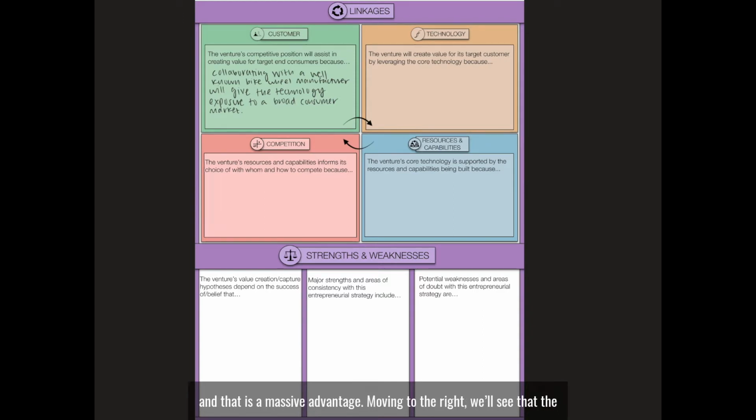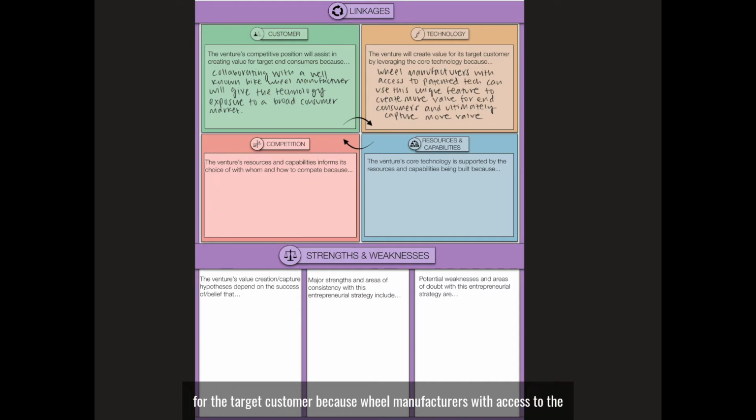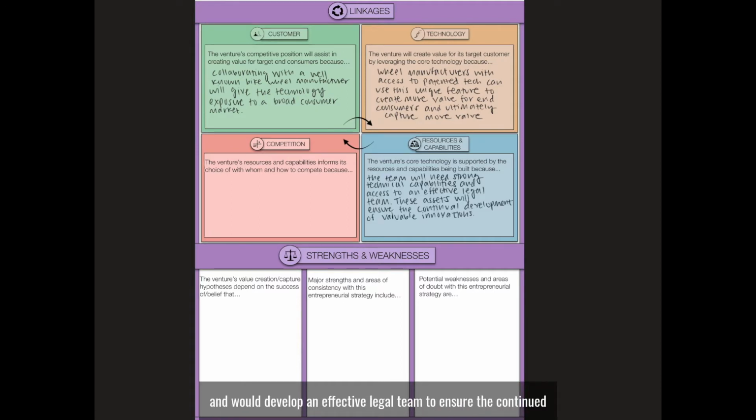Moving to the right, we'll see that the venture's core technology facilitates value creation for the target customer because wheel manufacturers with access to the patented technology will be able to leverage the feature and create more value for end consumers. And this will ultimately allow all parties involved to capture even more value. Moving to linkages between technology and resources and capabilities, we can note that the venture's core technology is supported by the resources and capabilities being built because the team has strong technical capabilities and will develop an effective legal team to ensure the continued development of valuable, well-controlled innovations.